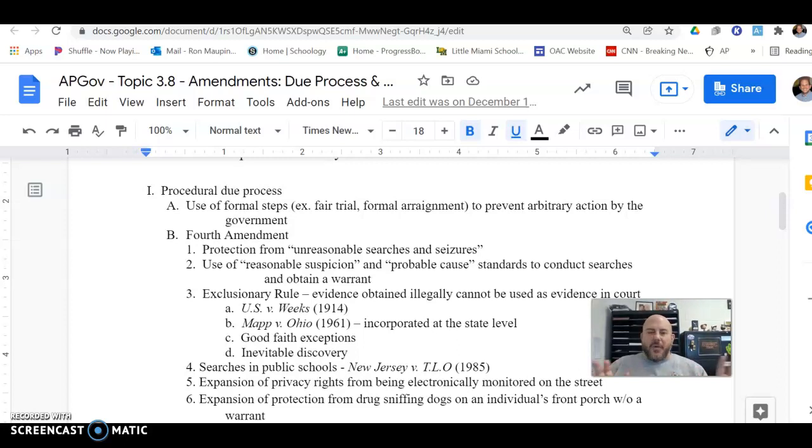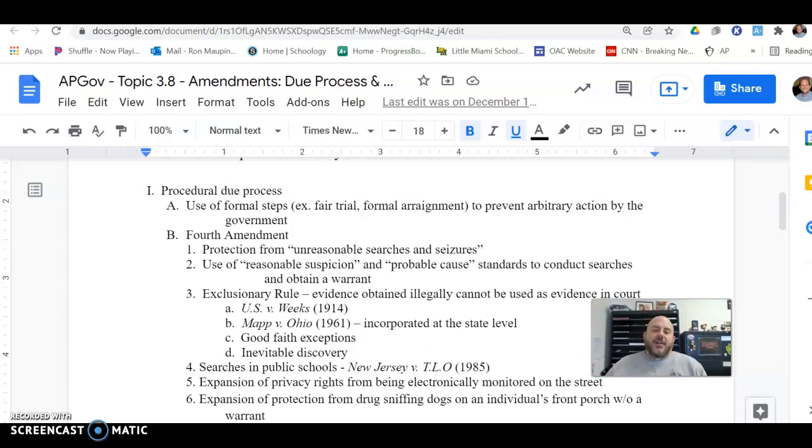Now, note, this is well before you had the Roth v. U.S. ruling, or excuse me, this is well before you had the Miller v. California ruling that provided a little bit more guidelines for that. But anyhow, so they arrest Ms. Mapp on the possession of obscenity charge.